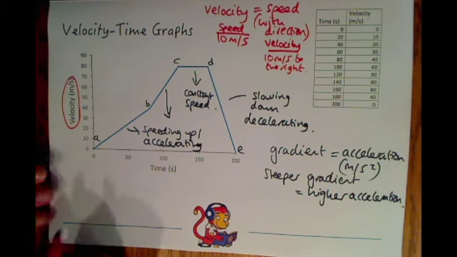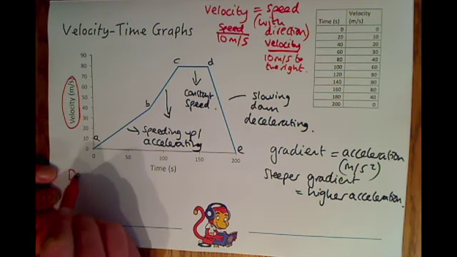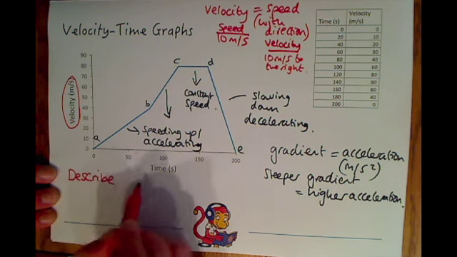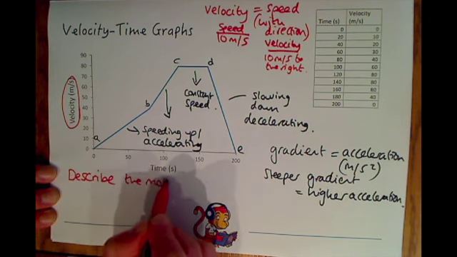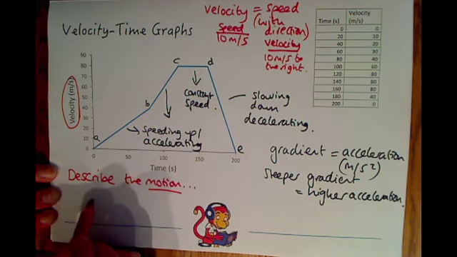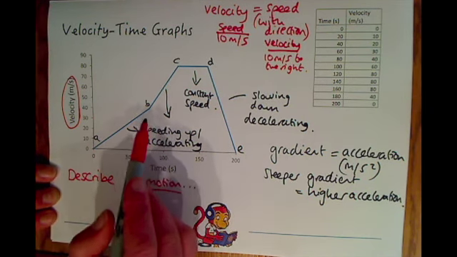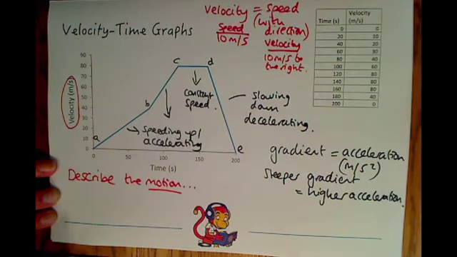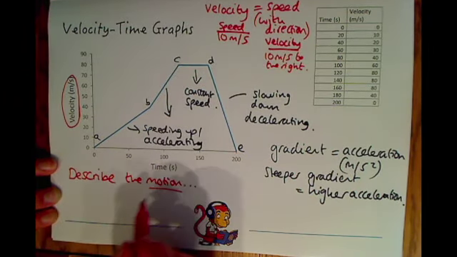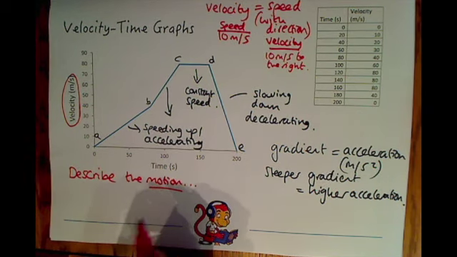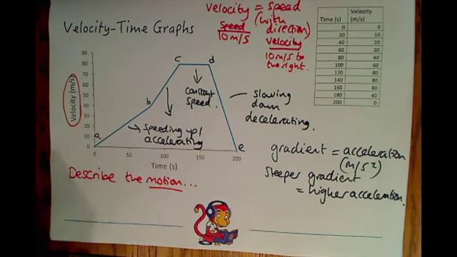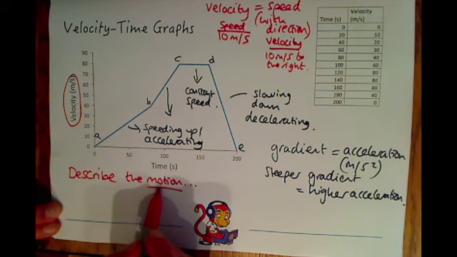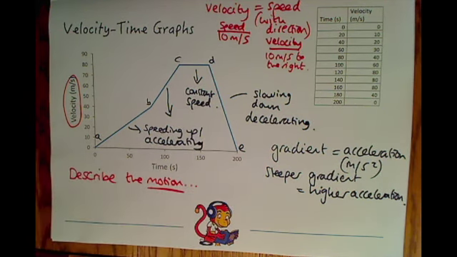What I want you to look out for in the exam is the terminology that they use in the questions, which is often something like describe the motion. Okay, so describe the motion of the object between A and B, or describe the motion of the object between C and D, for example. So all that means is describe how it's moving, whether it's speeding up, whether it's staying at the same speed, or whether it's slowing down. So if you see that word motion, think about telling us about the speed of the object and what it's doing. Okay, that's it for the foundation content for velocity time graphs.